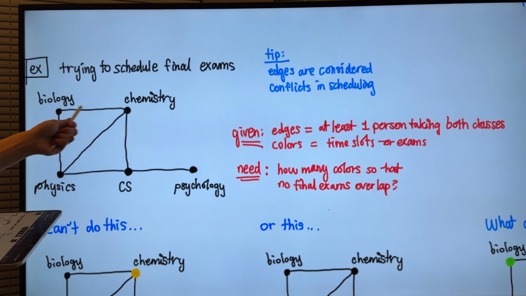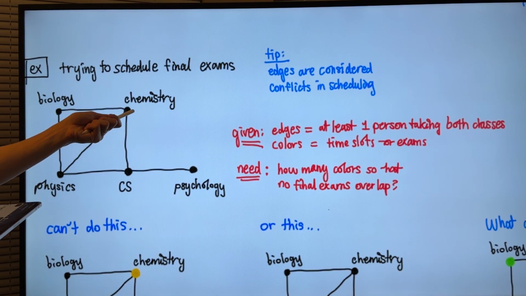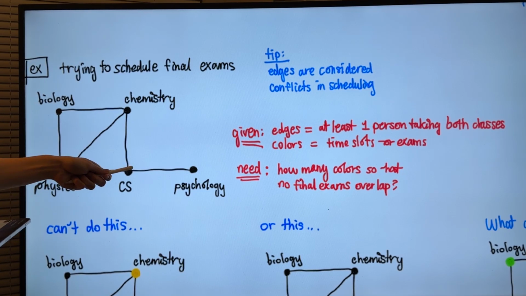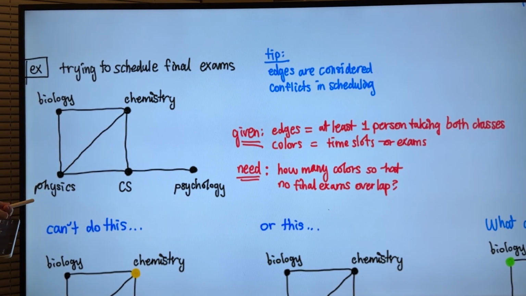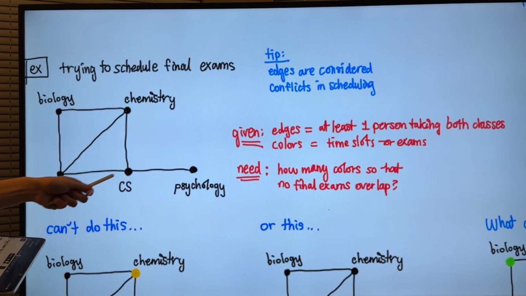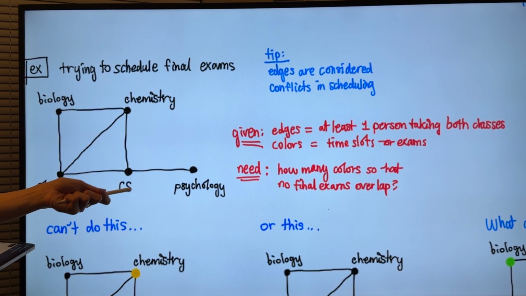So over here, we have at least one person taking both bio and chem. We have at least one person taking bio and physics, at least one person taking CS and physics, at least one person taking chem and physics. You get the idea. Basically, if these 2 points are neighbors to each other, that means we have at least one student who is enrolled in both of them.